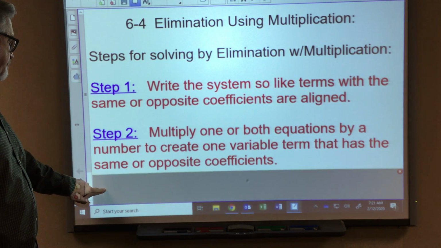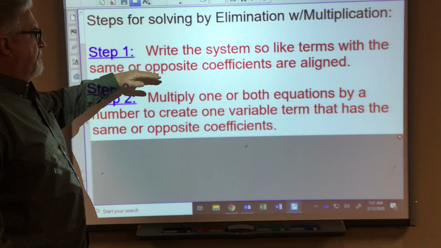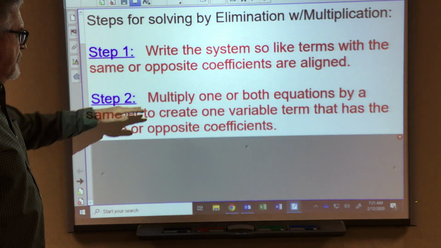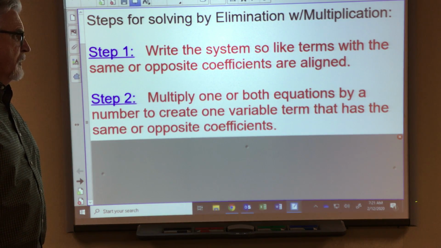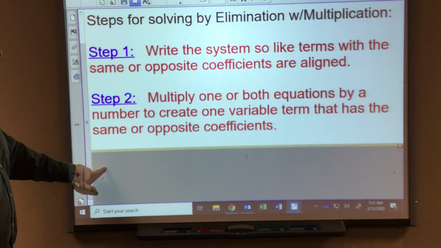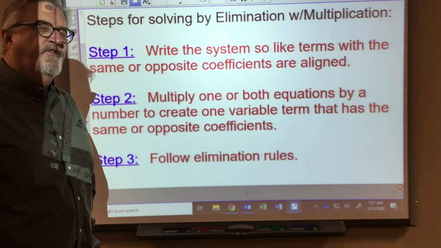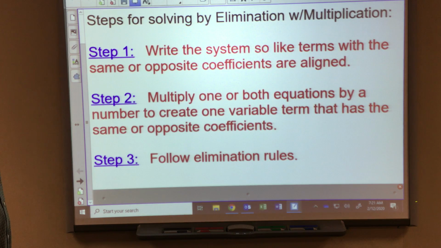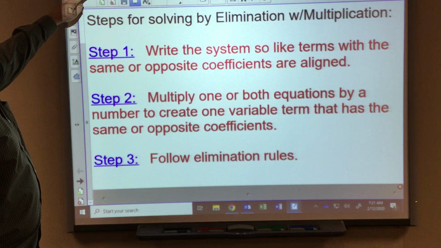Step number two. Sometimes we're not going to have the same or opposite coefficients, so we've just lined up the like terms. If that's the case, this is when we're going to use multiplication. We're going to multiply one or both equations by a number to create one variable term that has the same or opposite coefficients. From that point, step three is just to follow our elimination rules, which we've already discussed. I'll give you a minute to copy this down, and then we'll move on to the examples for today.